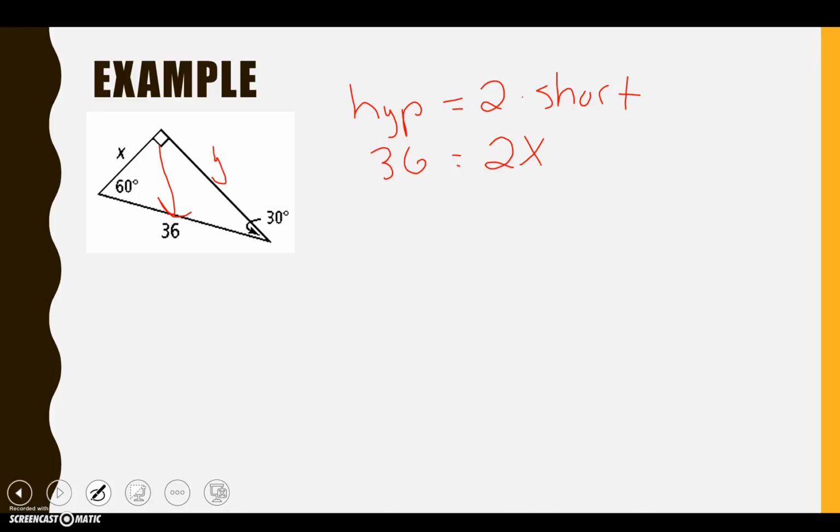So in this one, it's a little bit easier than the other ones. We're going to go ahead and divide both sides by 2, and that cancels. And 36 divided by 2 is 18. So I found my short leg, which was x.